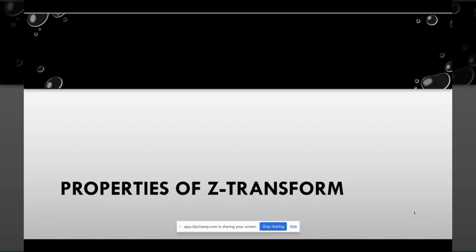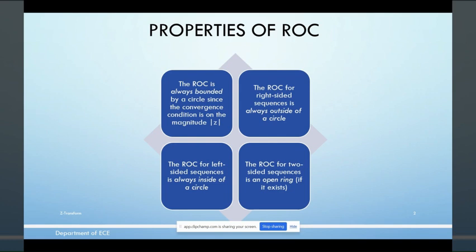In this video lecture, we will see the properties of the Z transform. Before going into the properties, a recap of region of convergence. Region of convergence is always bounded by a circle, and its convergence condition is based on the magnitude of z. As we discussed in the previous video, x of n is equal to a power n u of n, which represents the right-sided sequence, that is an infinite sequence, has the ROC always outside the circle of radius a.